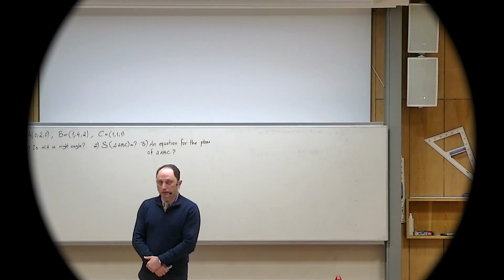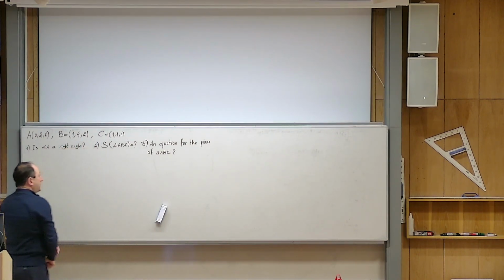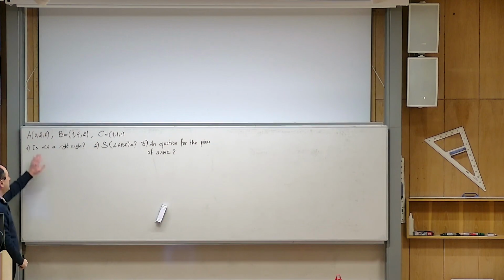Hello. So let us solve the problem now. These 3 points in a space are given to us. The first thing we want to answer is whether the angle A is a right angle or not.